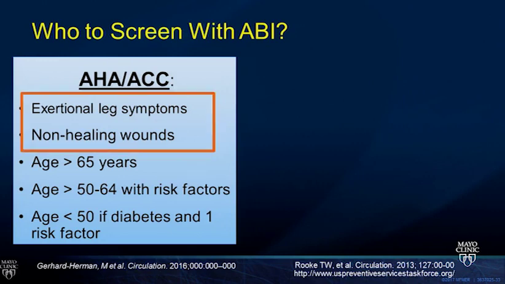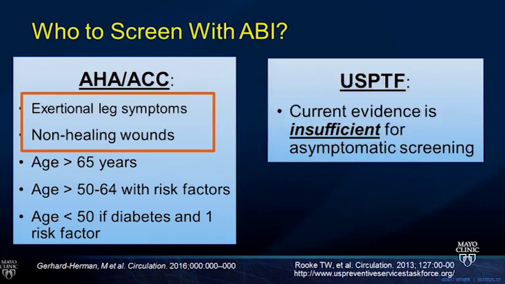And the first two, no one's going to argue with, because it's a diagnostic test in those patients. If someone has exertional leg symptoms, you're doing it to diagnose if they have PAD or not. If they have non-healing wounds, likewise. The controversy comes in for these other areas. So age greater than 65 to screen to look for asymptomatic underlying atherosclerosis, age 50 to 64 with risk factors, or even a younger population, less than 50, if they have diabetes and one other risk factor.